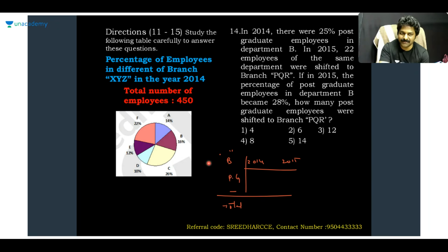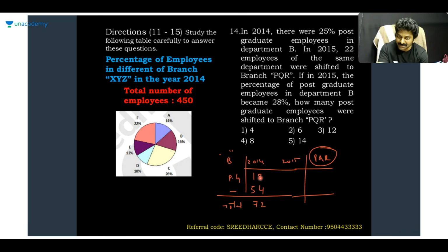Total in 2014 B, we have 16%, which is equal to 72. Out of 72, 25% as PGs, which is equal to 38. Remaining people are 54. Now out of these 22, for department PQR, there is some other department PQR. I am not worried about year. In which year it is, I don't care. From 2014, out of these 22 people, in PQR, we have shifted them to 22. Then remaining people will continue in the same department for the next year.